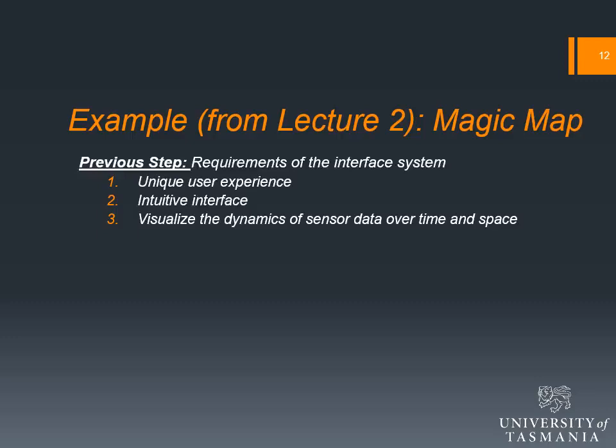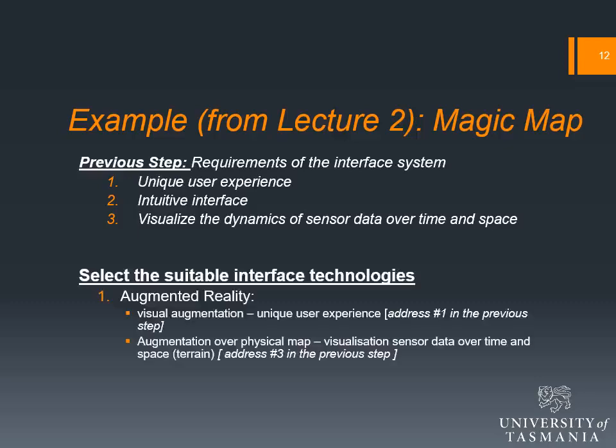So this is continuing on from the magic map example. In the previous step, step 2, we determined the interface requirements. The interface we're trying to address here needs, first, a unique user experience, second, an intuitive interface, and third, the ability to visualize the dynamics of sensor data over time and space. Space means geolocation. So in this step, given these requirements, we try to determine the technology. When you select the technology, you should have a way to justify it as well.